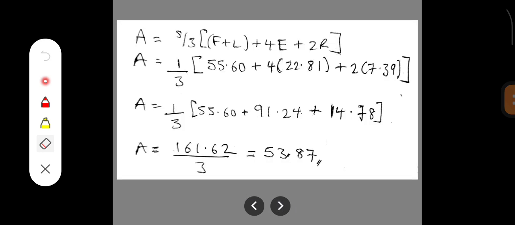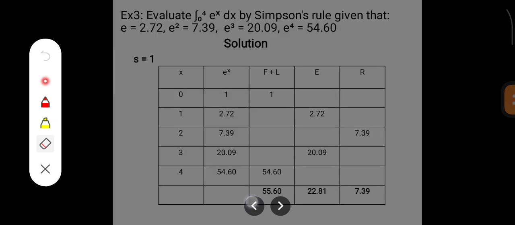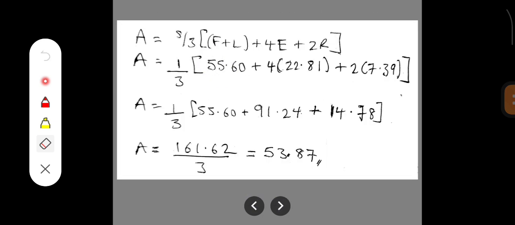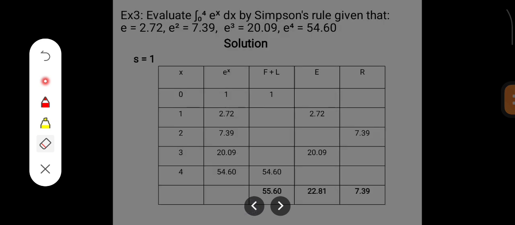Substituting this into the formula again, we have s over 3, where s is equal to 1, then 1 over 3 open bracket. The first and last ordinate gives a total of 55.60 plus 4 multiplied by 22.81, which is the sum of the even ordinates, plus 2 multiplied by 7.39, that is the sum of the odd ordinates. Now when we calculate that, we have 55.60 plus 91.24 plus 14.78, which gives a sum of 161.62. Now divided by 3, our answer for the question gives what?